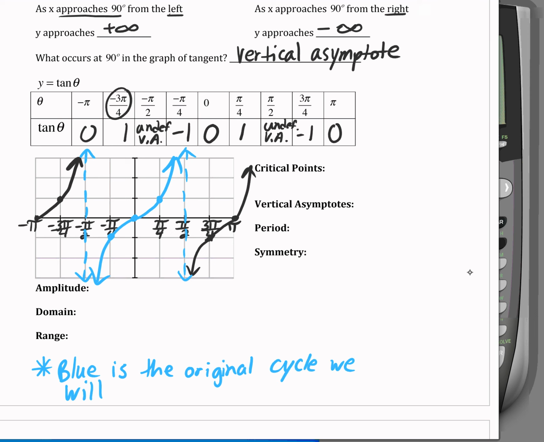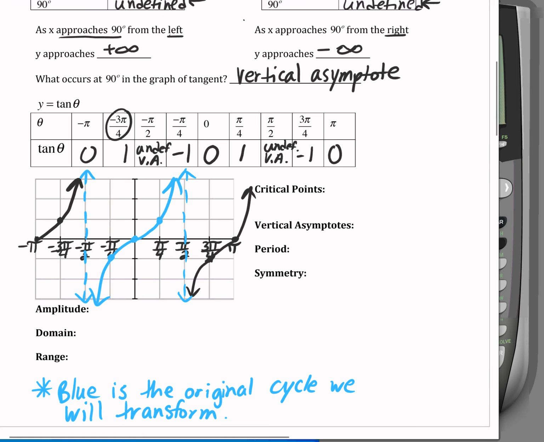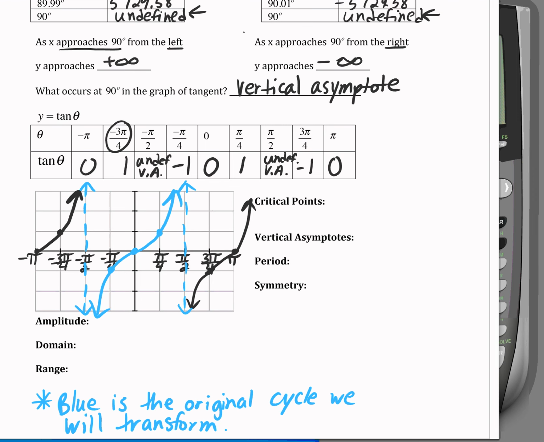We will transform. Same way that we did sine and cosine, but there's some slight differences because of the fact that it's not continuous. We have different critical points. We now have asymptotes, a different period. The actual transformation stuff is going to be the same, but that information is going to be a little different. So our critical points, I'm going to label off the graph A, B, C. It would be negative pi over 4, negative 1, 0, 0, and pi over 4, 1.